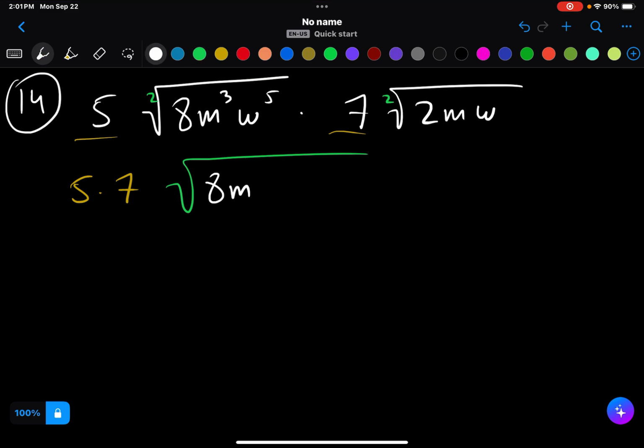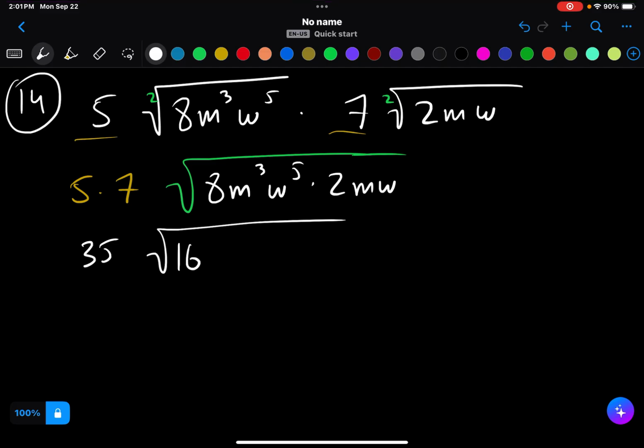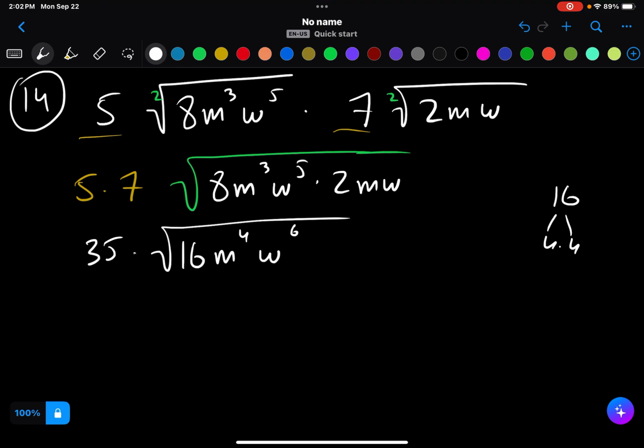So you'll have under that new radical, one single one, your combined might of the 2 problems. Okay, so 5 times 7, that is 35. And underneath this new radical, you now have 16m to the 4 and w to the 6, because 8 times 2 is 16, m3 and m1, that's 4 m's, and w5 and w, that's 6 w's. All right, what can we do here? Well, 16 can be written as 4 times 4, and that's what we want, 4 to the second power.